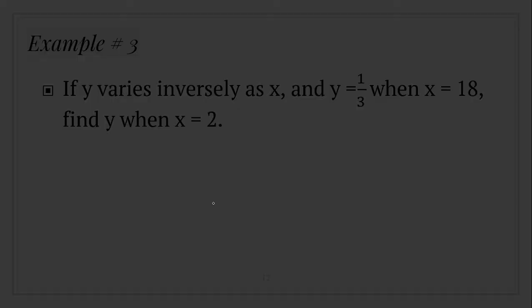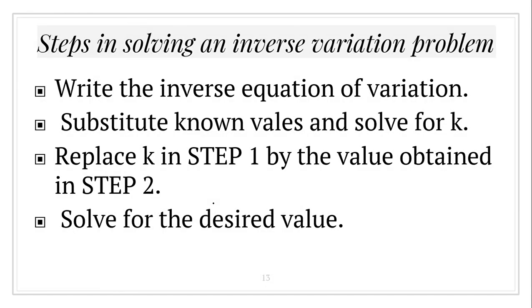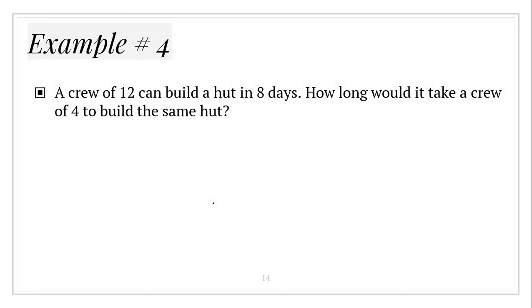Okay, next one. Steps in solving an inverse variation problem. So we have to write the inverse equation of variation, substitute the known values and solve for k, replace k in step 1 by the value obtained in step number 2, and solve for the desired value. Okay, so let's have example number 4. And probably the last example for this discussion.